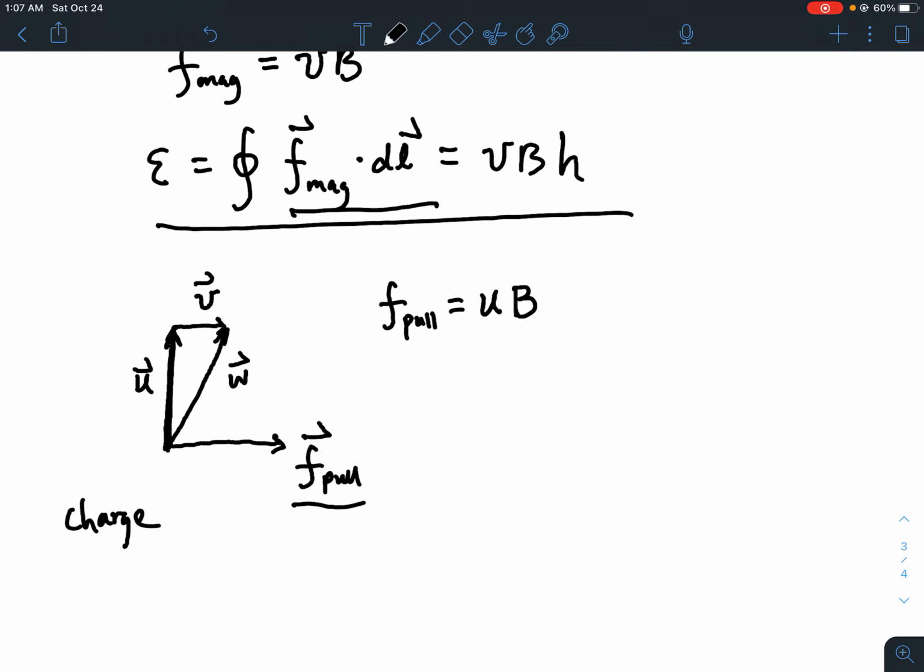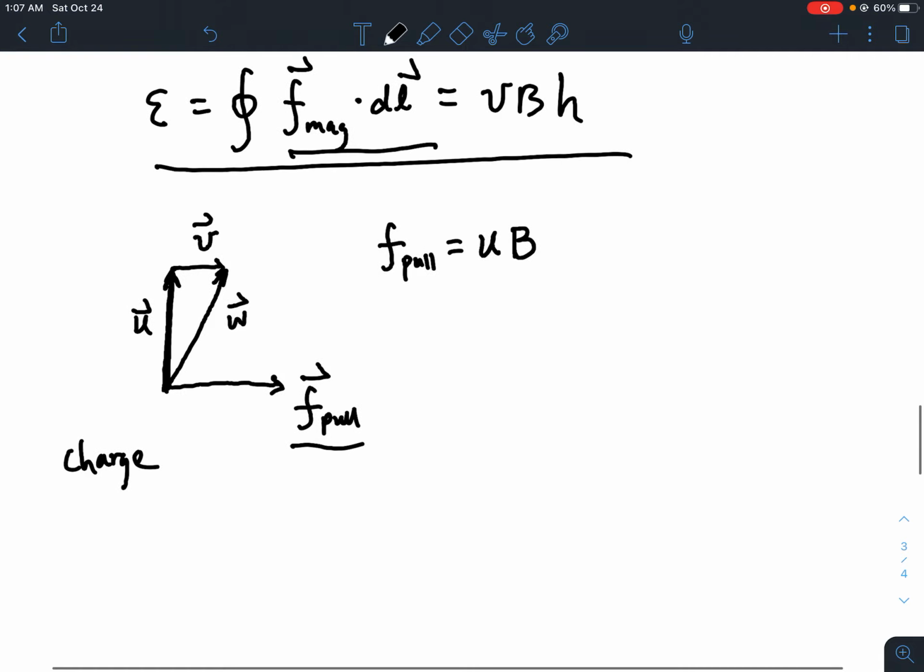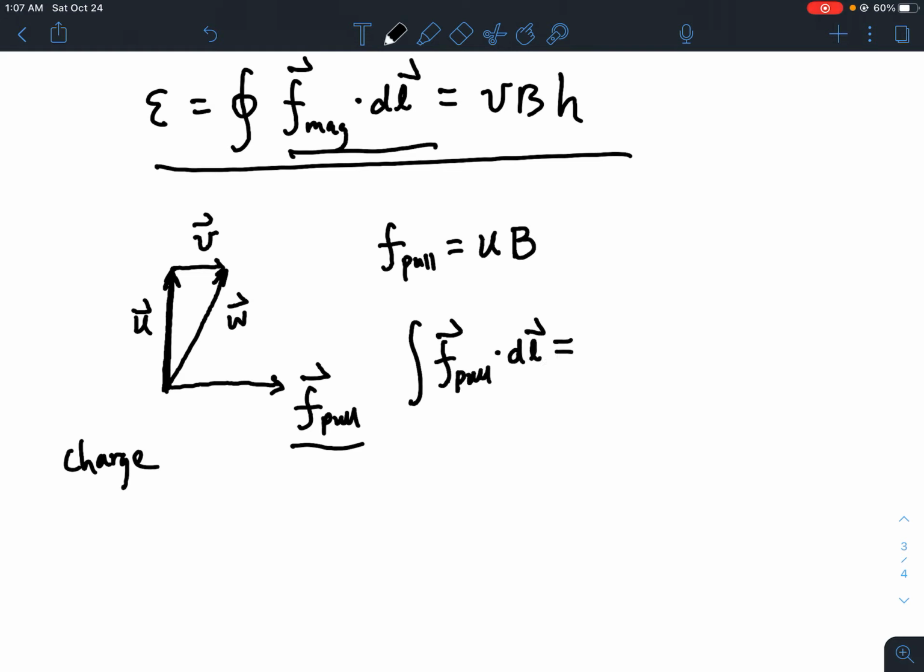So then the force is really q times v cross B, but q is equal to 1 in this case. So F pull is just u times B. And then we calculate the amount of work done by this person who is trying to pull this circuit.